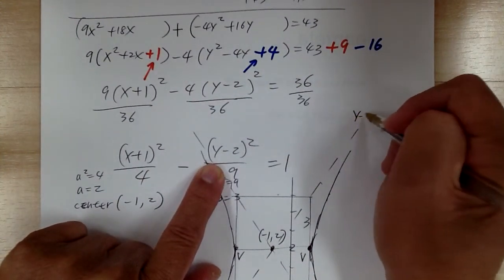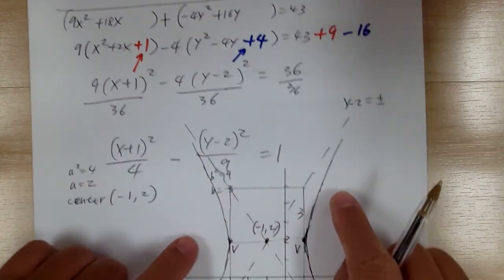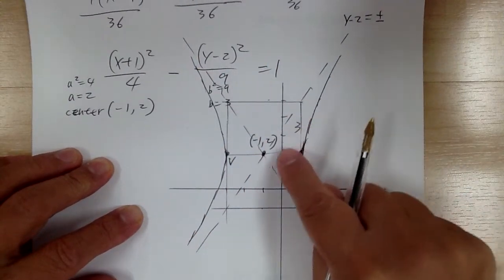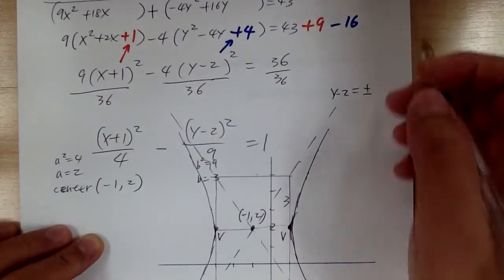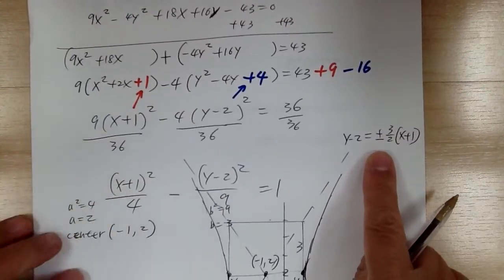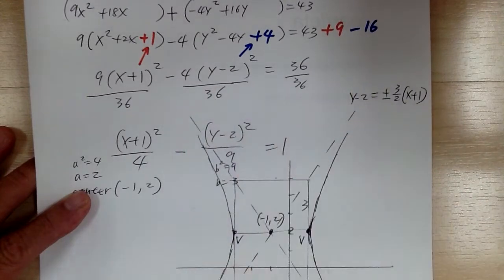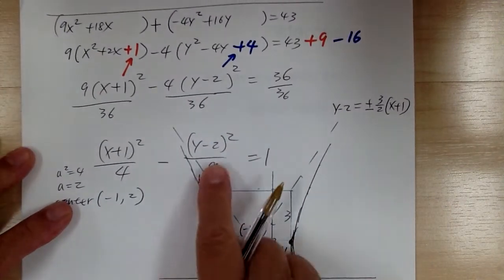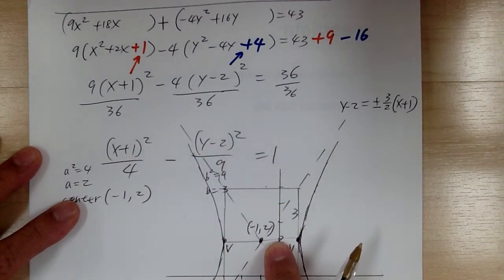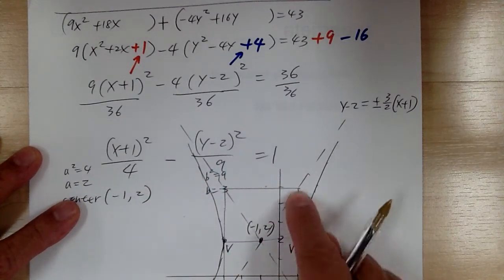So you're going to have y minus 2 equal to plus or minus, and look at the slope. The slope of the asymptote would be 3 over 2. See the 3 over here, see the box? So it would be 3 over 2 times x plus 1. So that would be your asymptote. And the reason for plus or minus is because you have 1 here, 1 here. That's your plus, that's your minus. Again, you just take the parentheses and use 3 over 2 from here, or you can get it from the picture, which is easier.